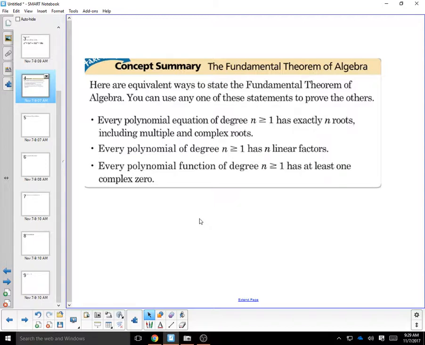Some of them real, some of them complex. But you should always get n roots, where n is the degree, and they can be a combination of complex or real. Also, you should know that it's going to have that many linear factors. So if you have a 4th degree polynomial, how many linear factors should you get? 4, one for each root. Make sense? Fundamental theorem of algebra.